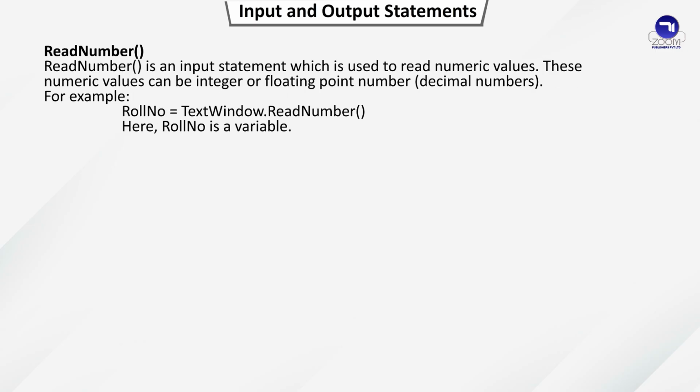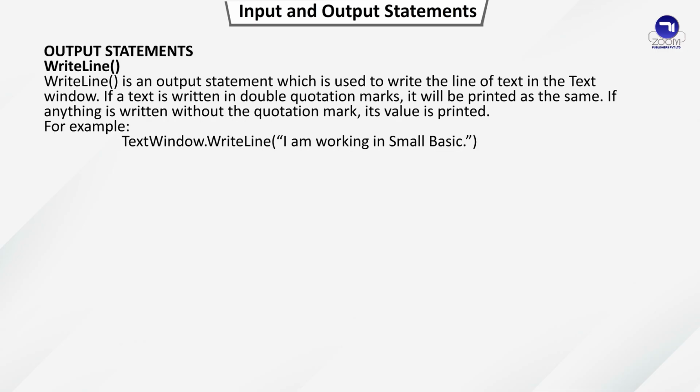ReadNumber. ReadNumber is an input statement which is used to read numeric values. These numeric values can be integer or floating point numbers, decimal numbers. For example, rollNumber = TextWindow.ReadNumber. Here rollNumber is a variable.